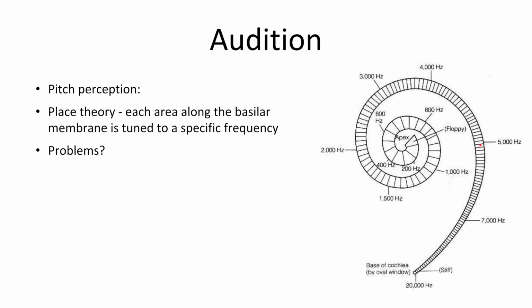Like if I were to stimulate this one little neuron here, I would get exactly 5,000 hertz. So we have to be thinking about other theories that have been developed to understand how it is that our brain codes these periodic compressions of air into neural impulses.